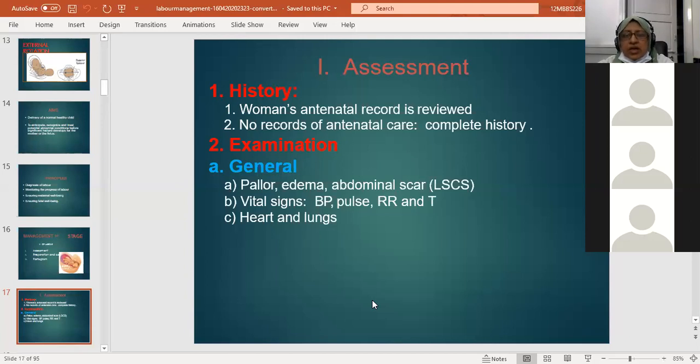If she has a record, it is very important to review the record. But if she doesn't have any record, then you must take the complete history of the patient. A complete history includes the history of the presenting complaint, history of the presenting illness, the past obstetrical history, past medical and surgical history, the family history, the social history, and the personal history. All the components of the history will come into the obstetrical history as well.